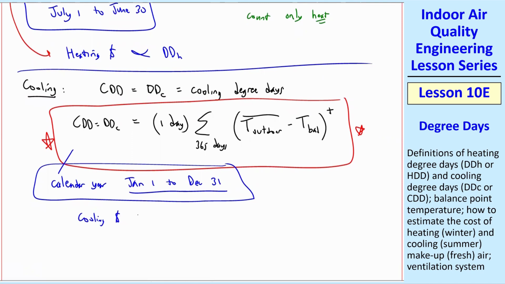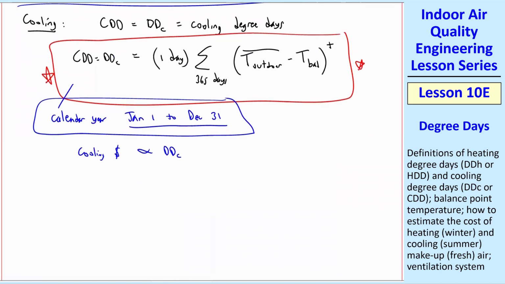Cooling cost is directly proportional to DDC with a slightly different equation. I'm going to only do heating in this course. I'm not going to talk about cooling. So let's look at some heating degree days and cooling degree days.